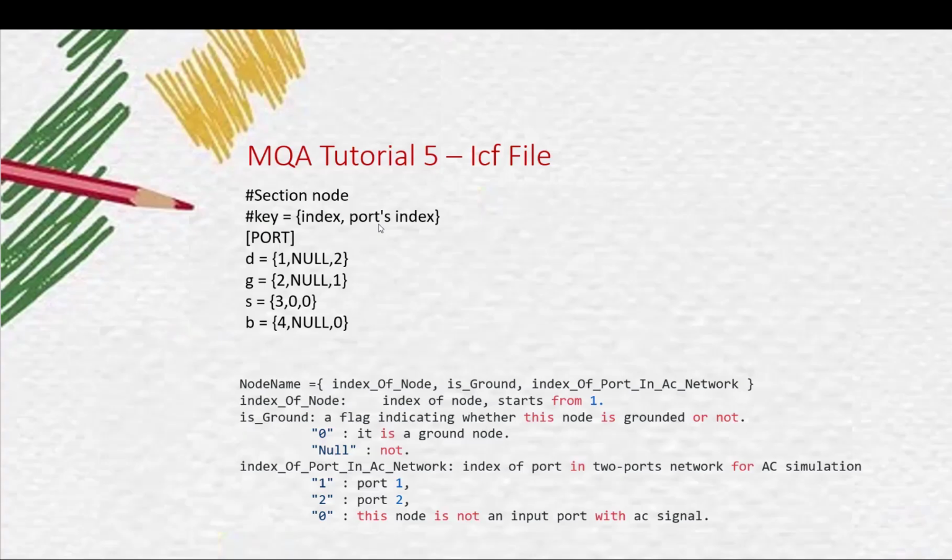And the second argument is ground. It is a flag indicating whether this node is grounded or not. It has only two values. 0 means it is a ground node. Null means it's not a ground node.